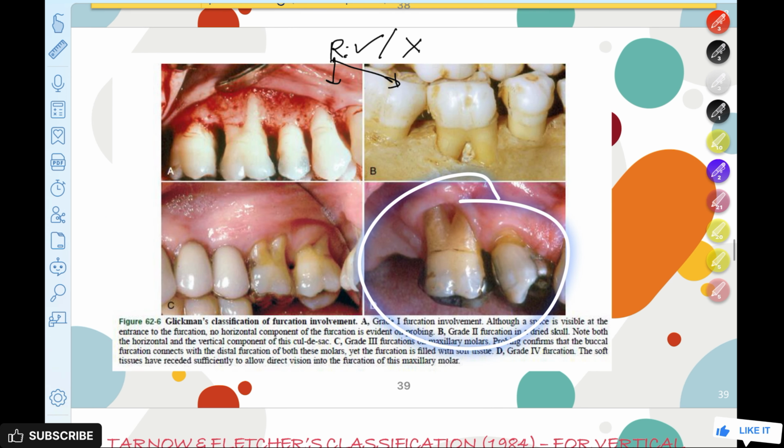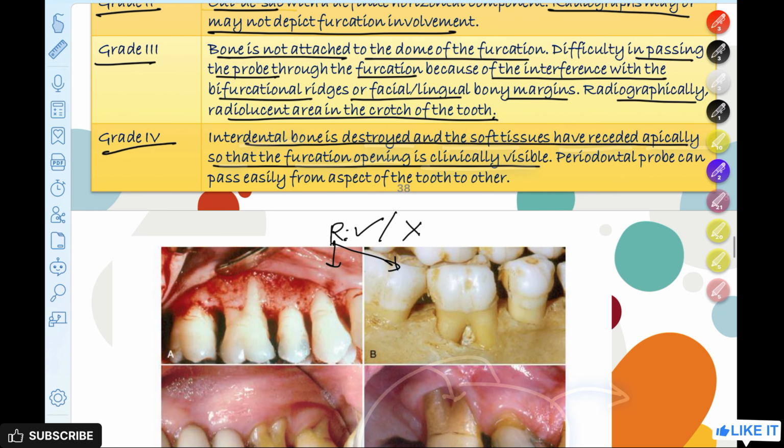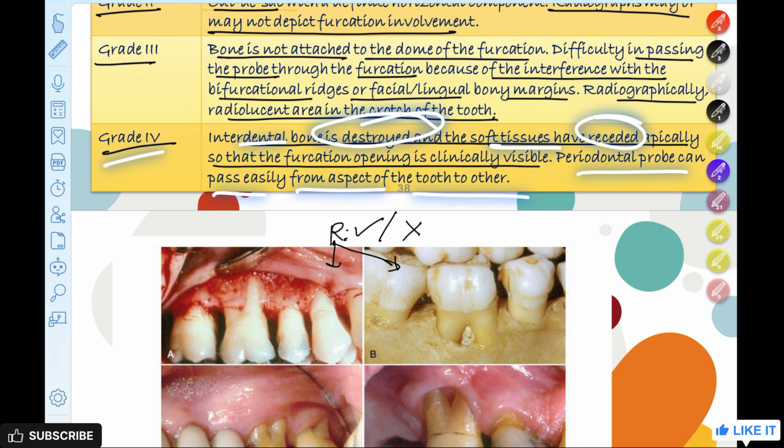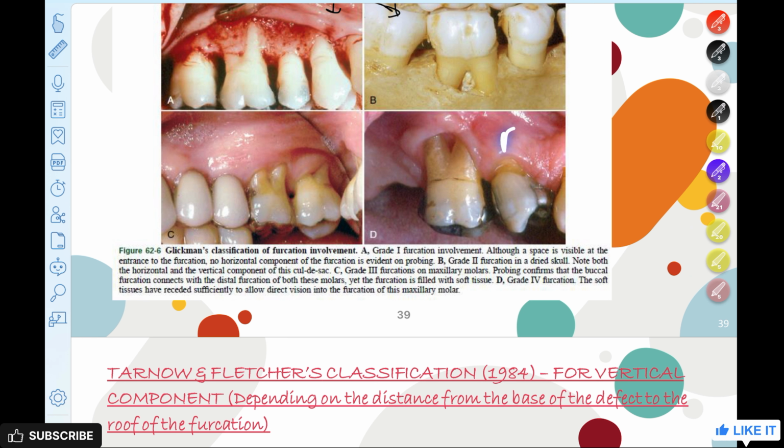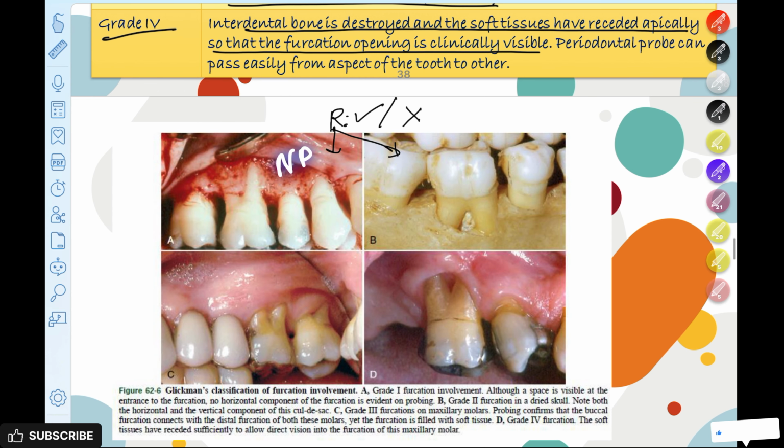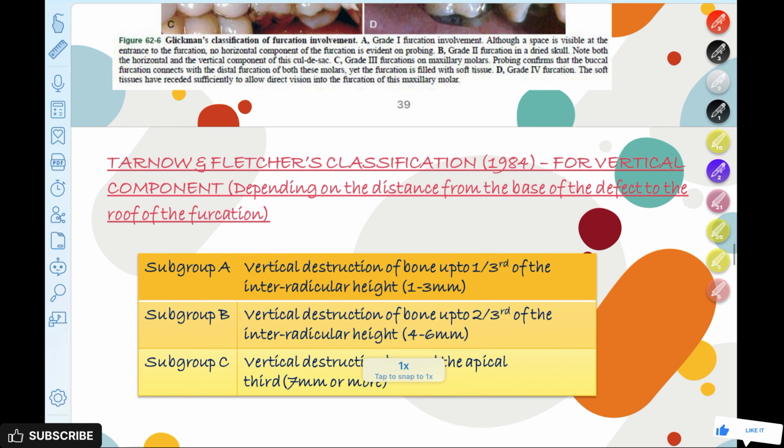If it is clinically visible, as you can see, the furcation is very clearly clinically visible, so it is known as grade 4, where interdental bone is destroyed and soft tissues have receded. Periodontal probe can pass easily from one aspect of the tooth to the other. So you can use a periodontal probe. Here we have to use Nabers probe. Here also we have to use Nabers probe. Here Nabers probe. We have to use Nabers probe here also, but you can use a periodontal probe also. So this was all about the furcation involvement.